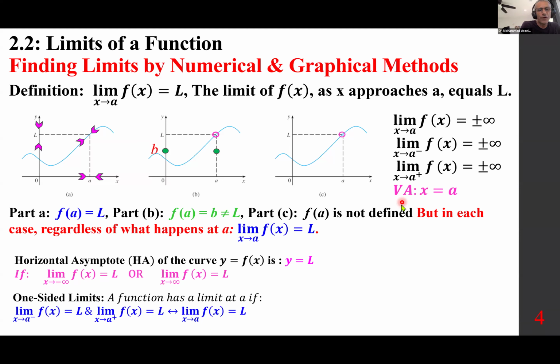One-sided limits. A function has a limit at a if the limit of f of x as x approaches a from the left is L, and the limit of f of x as x approaches a from the right is also L, which means the limit of f of x as x approaches a equals L. And the definition of continuity: the limit of f of x as x approaches a equals f of a. That means the functional value and the limit are identical.